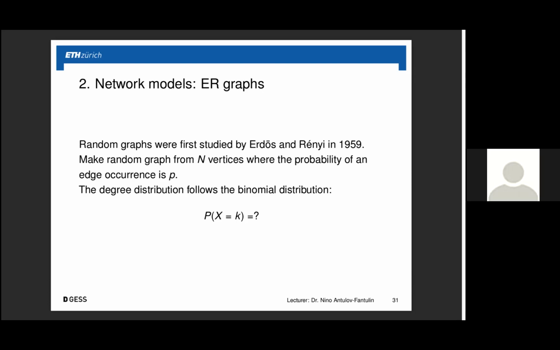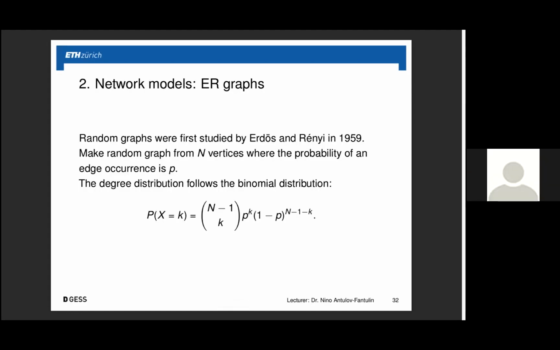Well, we have, let's consider one node, and we have n-1 other nodes, and for each one of these other nodes, we can have an edge or not. With probability p, we do have an edge, and with probability 1 minus p, we don't have an edge, and we have to multiply all these probabilities with each other, which gives us p to the k, in this case, times 1 minus p to the n minus k, and well, that's the binomial.